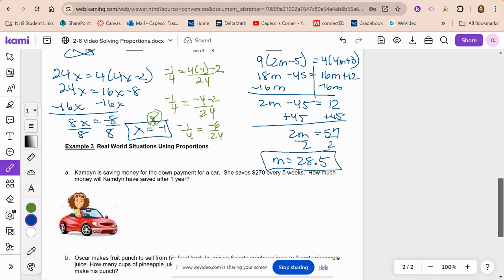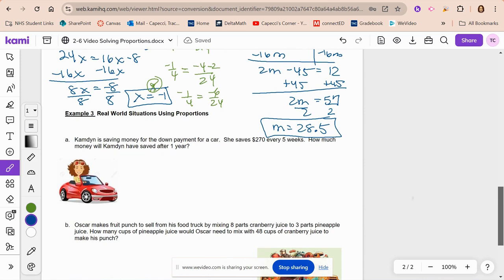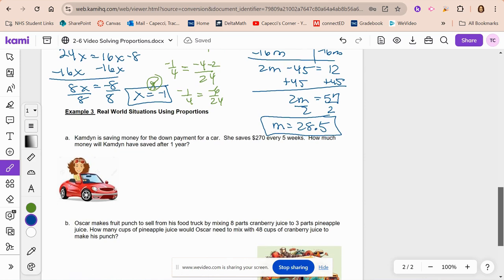Okay, let's look at some real world situations using proportions. Camden is saving money for the down payment for a car. She saves $270 every 5 weeks. How much money will Camden have saved after a year?